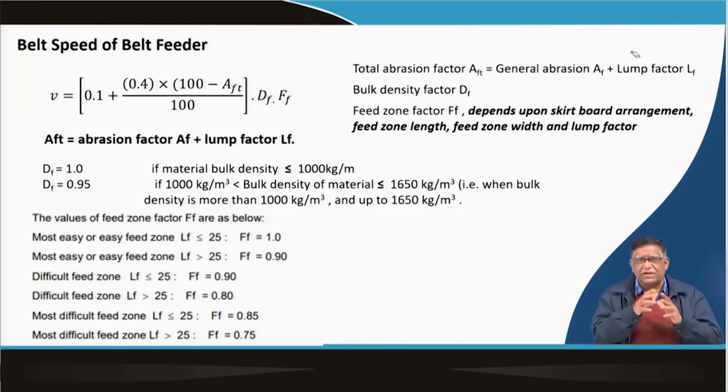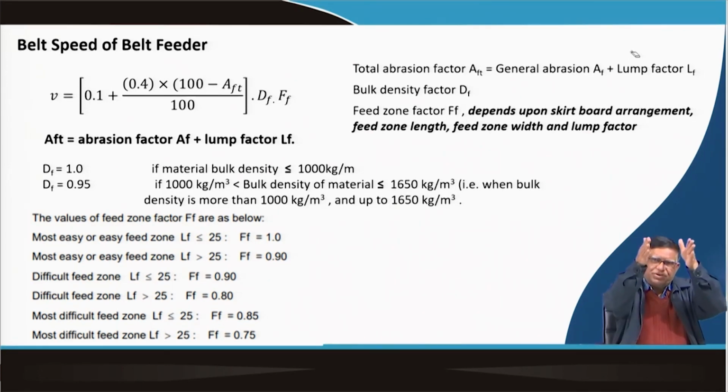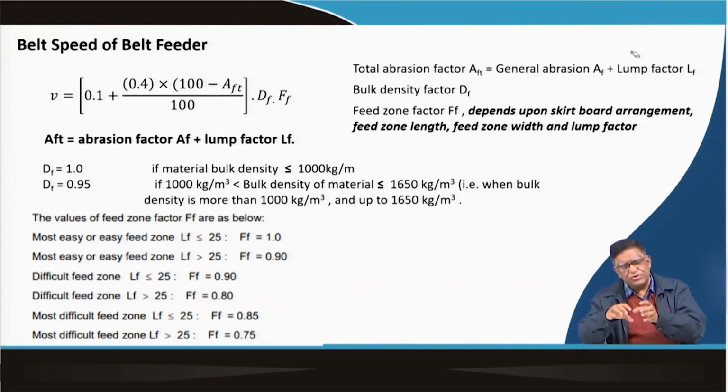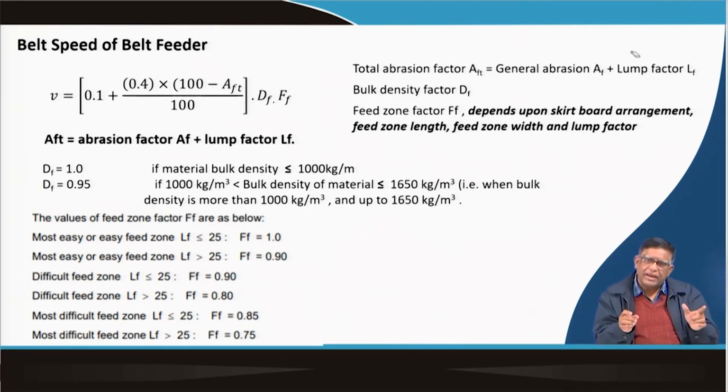Then the bulk density factor is also one factor to be taken, and the feed zone factor. That means whether in the feeding part the velocity is getting developed, how much length in the bin or in the feeder has the material falling over there, and the other portion of length where it is just going. Now, whether it is a moving zone or not, you refer to the previous class, you will find that this zone factor is given.